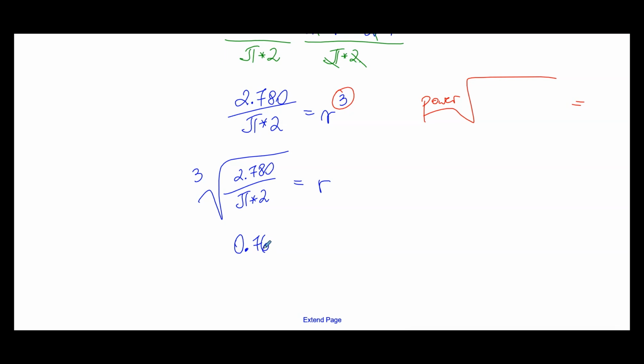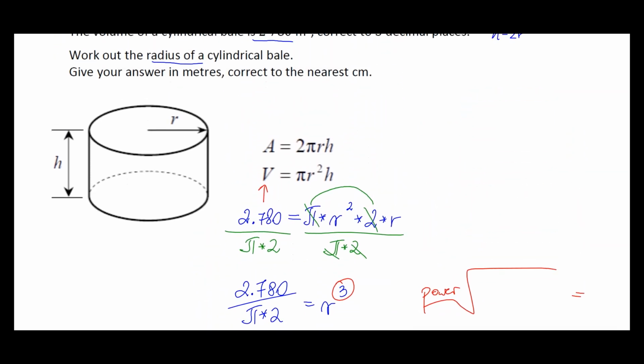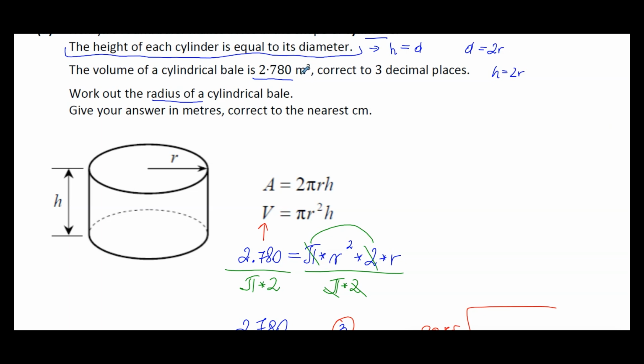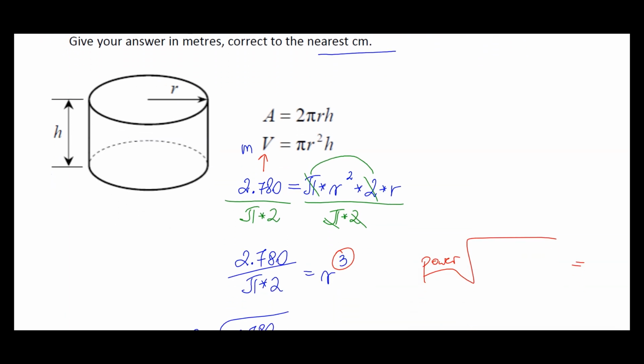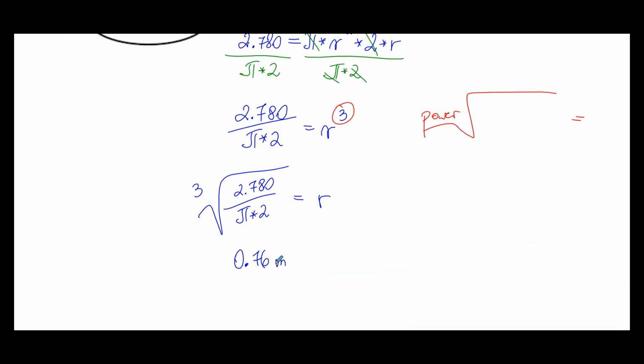Let's not forget that this measurement is in meters. How come? Because the volume here is given in meters. So that's my measurement here, meters. But I have to give the answer in meters correct to the nearest centimeter. So in this case, that is 0.76 of a meter, which is 76 centimeters, isn't it?